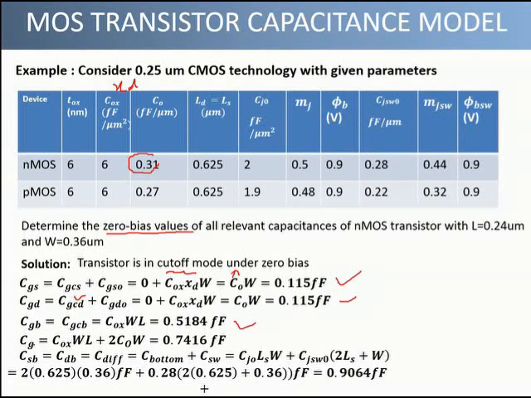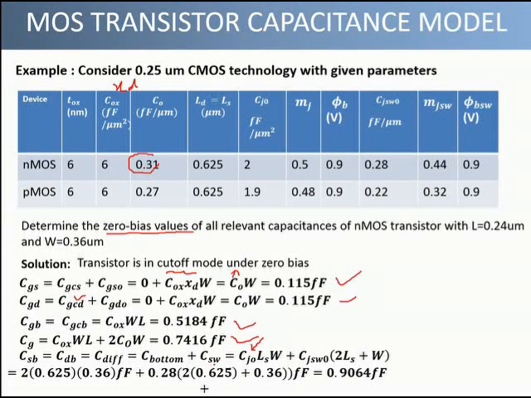The total gate capacitance is the total gate channel capacitance plus the overlap capacitance of the source and drain regions, and this can be calculated using this equation. The source body diffusion capacitance is equal to the drain body diffusion capacitance, and this is equal to the capacitance of the bottom plate and the capacitance of the side wall. As we are given a 0 bias condition, the total capacitance of the bottom plate is equal to the 0 bias junction capacitance multiplied by the length of the source junction multiplied by the width of the transistor.